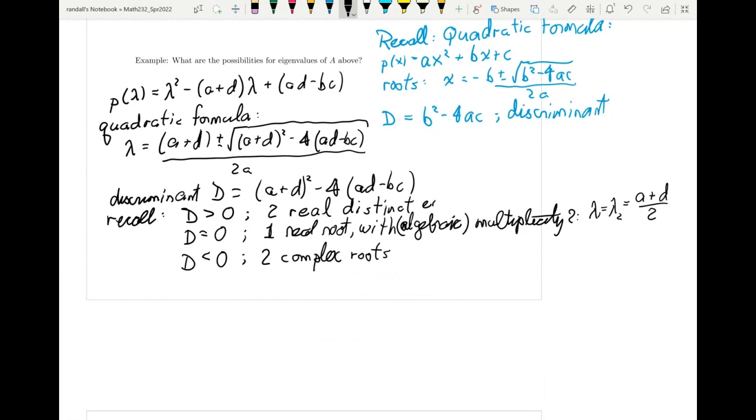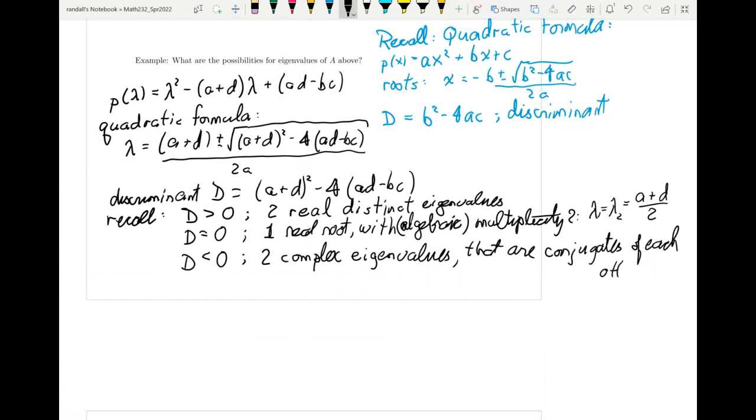Eigenvalues here are the roots of the characteristic polynomial. So when D is less than 0, there are two complex eigenvalues, and they are conjugates of each other. Okay, and we can write them down now.